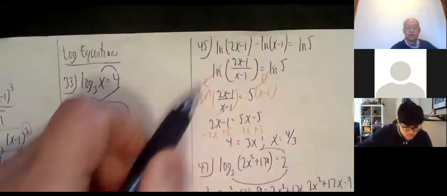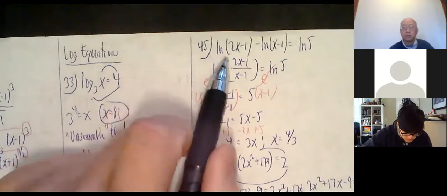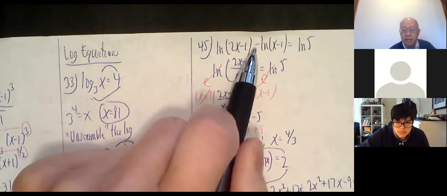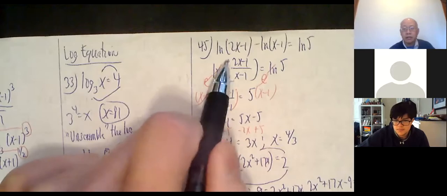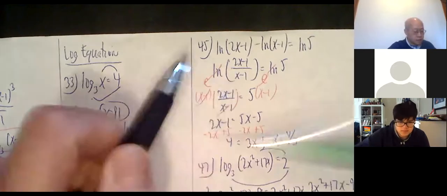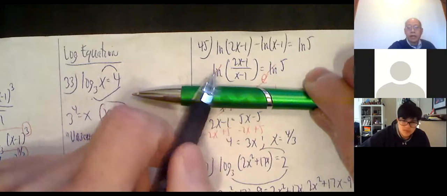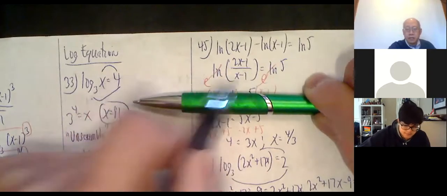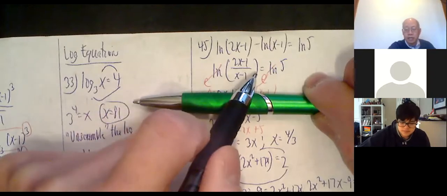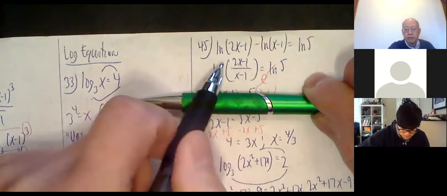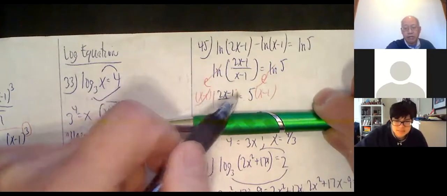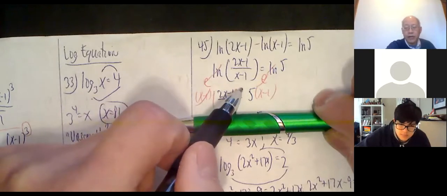Okay, 45. ln of this minus ln of that equals ln 5. I see a minus sign, so I divide: ln of 2x minus 1 over x minus 1. So ln this, ln that. How do I get rid of the ln's? Exponentiate, put an e, put an e. These cancel out, and I have no more e's or ln's. That's what I like. 2x minus 1 over x minus 1 equals 5. Solve that.